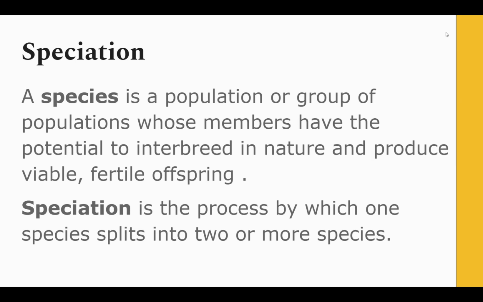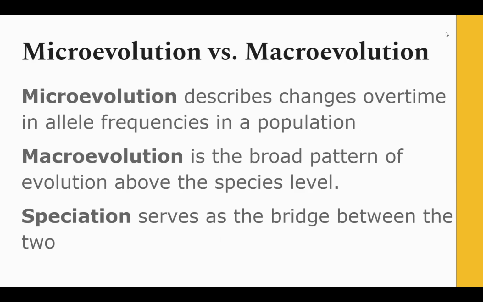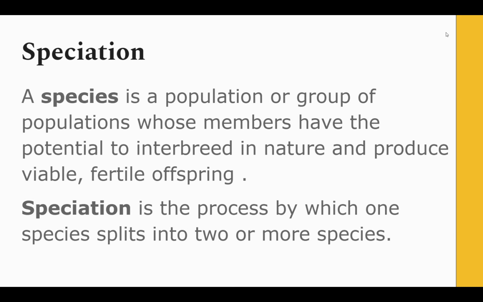And speciation is the process by which one species splits into two or more species. So when two groups of what was one original species can no longer interbreed, that is when we get speciation.